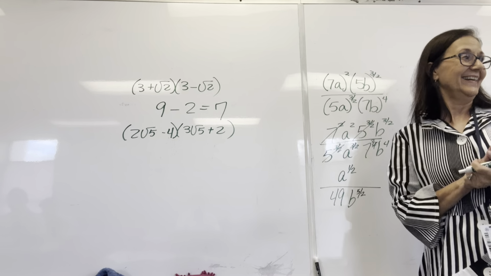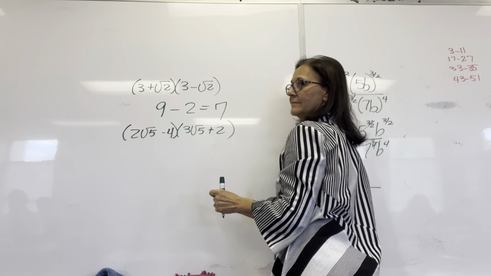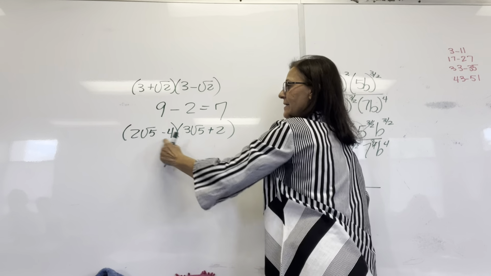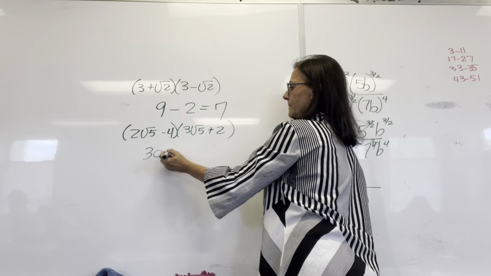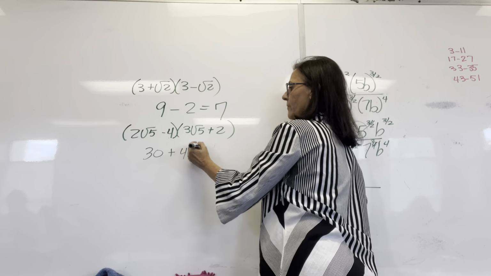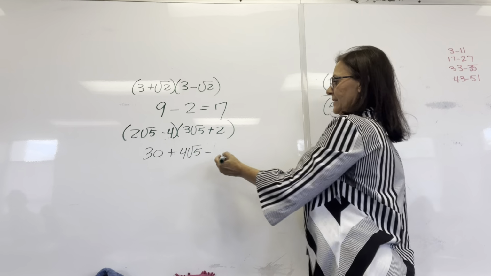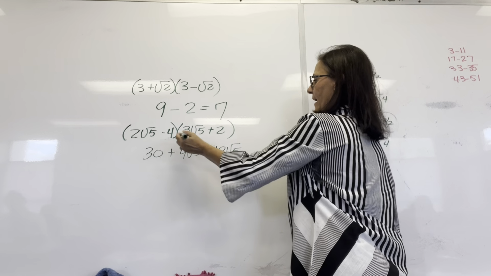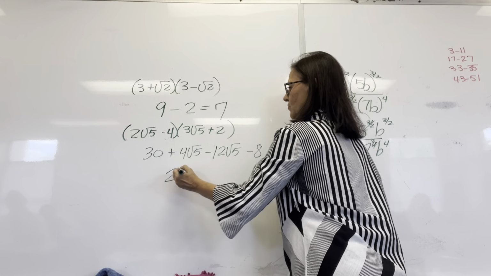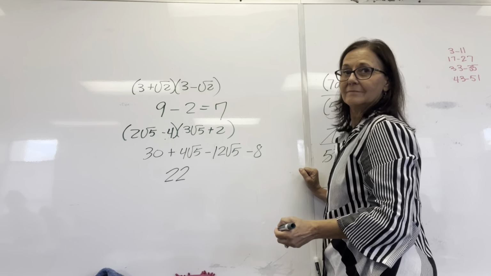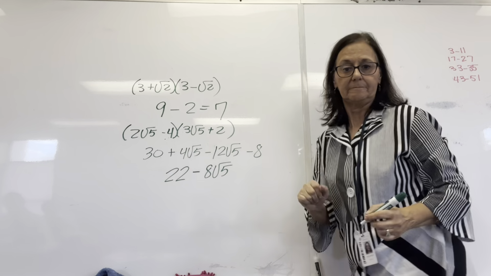This is basic. Okay, now we have to FOIL this one. All right, what are the first ones? 6 times 5, which is 30. Then 2 square root of 5 times 2, 4 square root of 5. Negative 4 times 3 square root of 5, minus 12 square root of 5. And then minus 8. So how do we write this? 22 goes first. Okay, 22 minus 8 square root of 5. That's proper form.